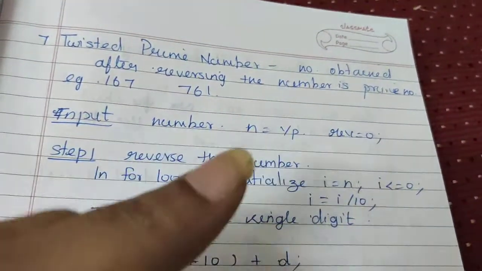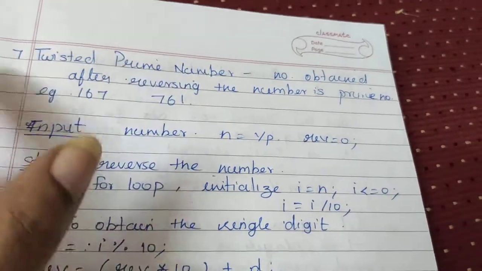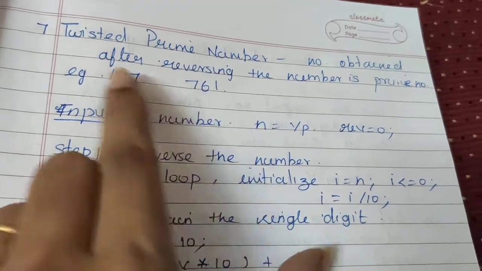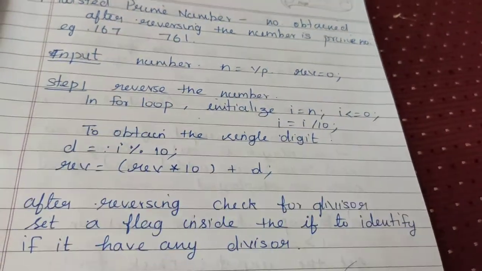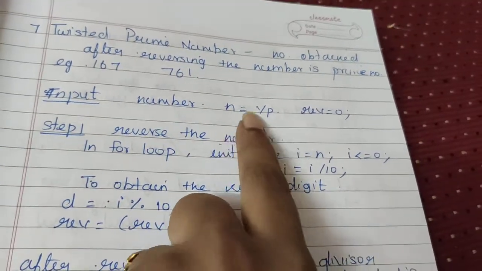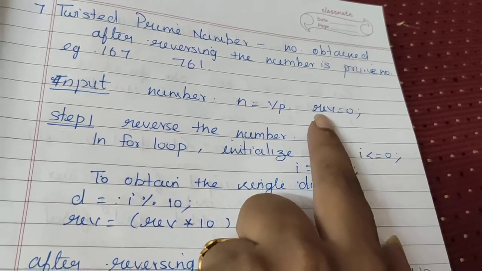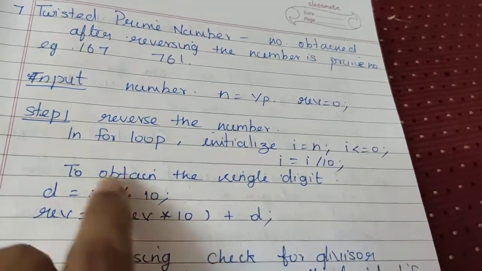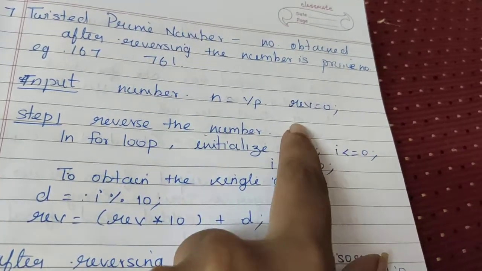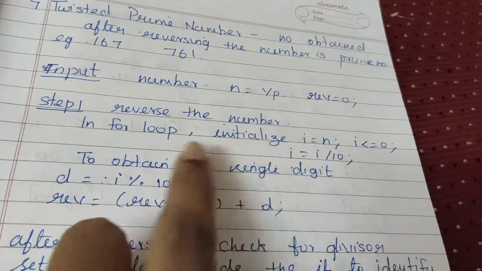Twisted means doing some twisting to it, right? So twisting a number means reversing it. That is why, if after reversing it is also a prime number, it is a twisted prime number. So as input, you are going to get the number and save it in a variable, and we are going to initialize another variable equal to 0. I have named it reverse because we are going to reverse the number.